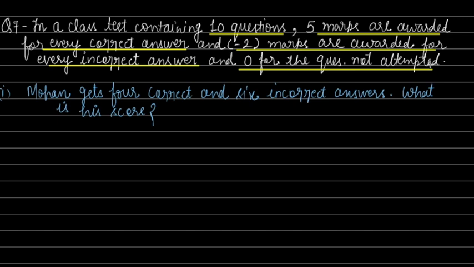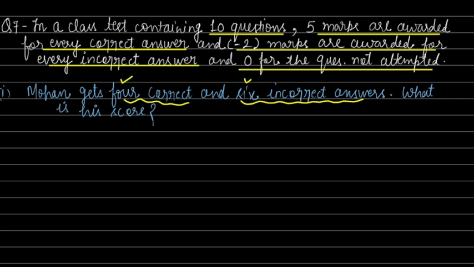So there are 3 conditions given. Total number of questions is 10, plus 5 if it is correct, -2 if it is wrong, and 0 if it is not attempted. Now there are 3 parts, 3 situations in this question where we have to calculate the score. Mohan gets 4 correct and 6 incorrect answers. You have to tell his total score.